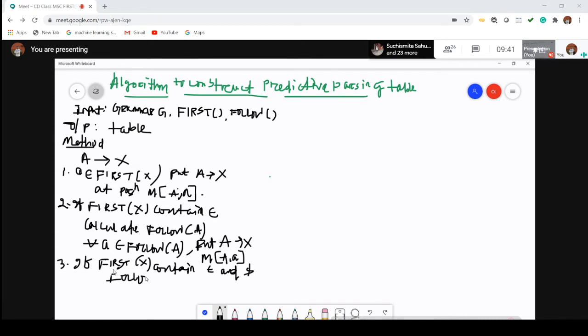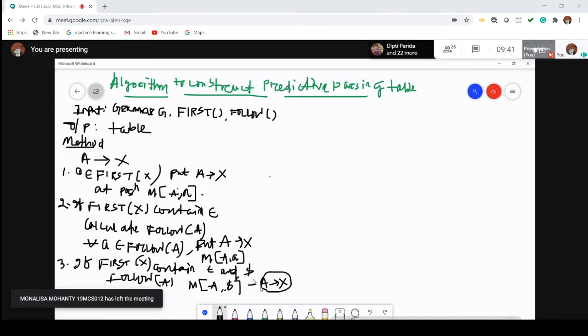So in the position of dollar, you have to put a production in place of M of A, dollar. Instead of small a, here it will be dollar. So in place of dollar, put the production. Which production do we have to put? The production A to X. So rule number 3 is nothing but: if the first set contains both epsilon and dollar, calculate the follow set of A. In place of A and dollar, put the production A to X.